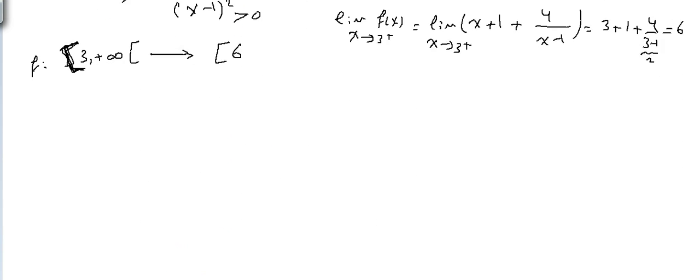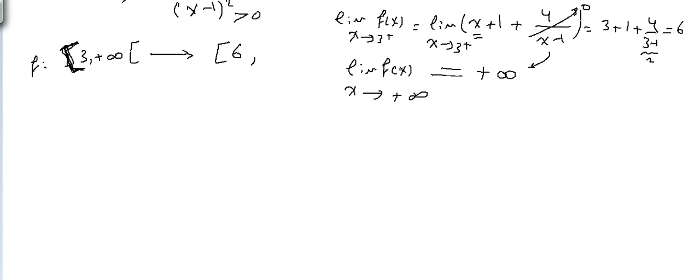Yes. Okay. Back to the limit of f of x as x approaches plus infinity. It's x, so it goes directly to plus infinity. This part, 4 over x minus 1, goes to 0 as x tends to infinity, 4 over infinity is 0. What is left is x plus 1, infinity plus 1 is infinity, so it's plus infinity. Then the domain of the inverse goes from 6 to plus infinity, and the range from 3 to plus infinity.